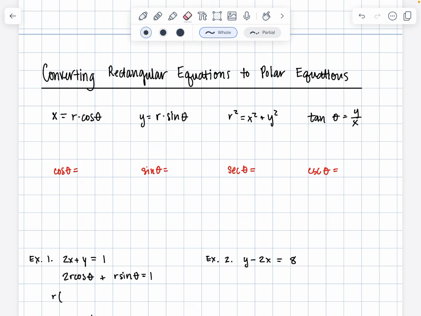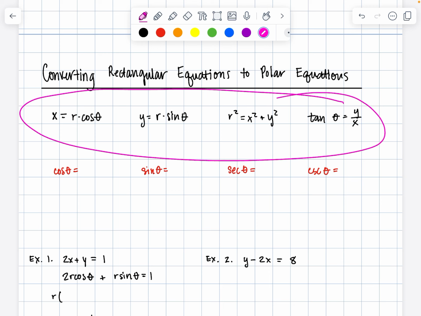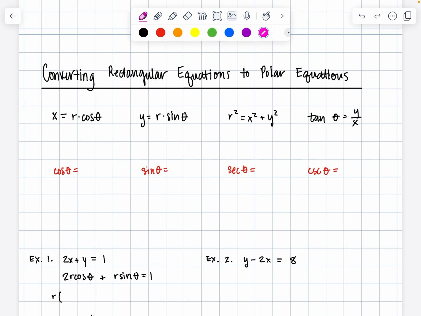So we're going to see a whole bunch of graphs, and this is going to be really interesting in how a graph will look in the XY plane or the coordinate plane versus the polar plane. So before we start, we actually need a whole bunch of equations. We need to recall all of these original equations that we worked with in converting polar coordinates to rectangular and vice versa.